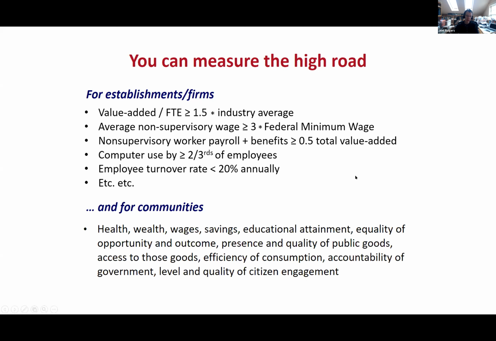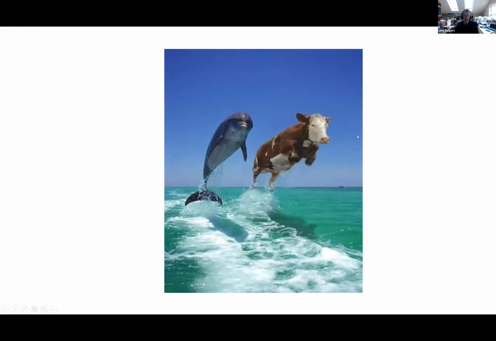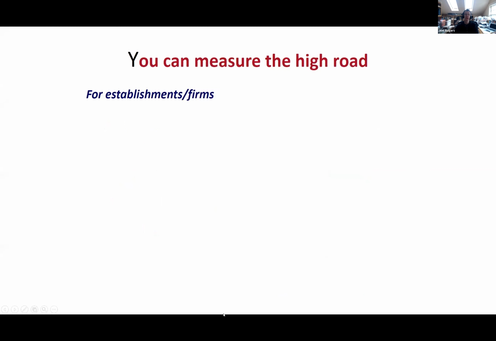You look at the health, the wealth, the wages, savings, educational attainment, equality of opportunity and outcome, presence and quality of public goods. You can measure it by joy, well-being. I don't want to get into all the terms, but you can usually put numbers on these things and see how many people are sharing in them. Really, it's not that difficult to tell the difference between a high-road and a low-road establishment or community or region or state or world. Let me show you a picture of two identical animals. If you can tell the difference between them, you can probably tell the difference.